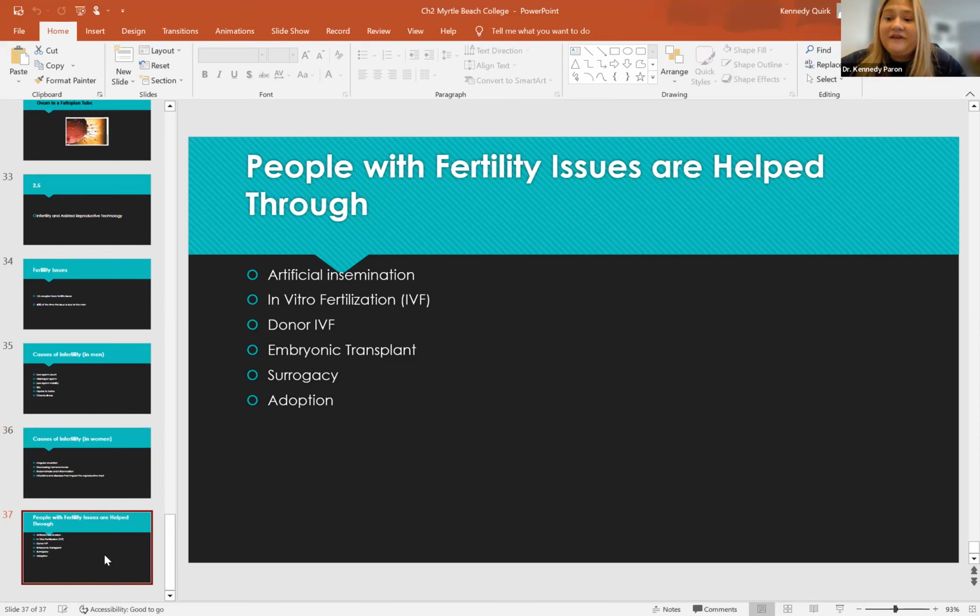So there are many different means of family creation. So people who are infertile have many different avenues in which to introduce a family into their lives. And there's no wrong way.